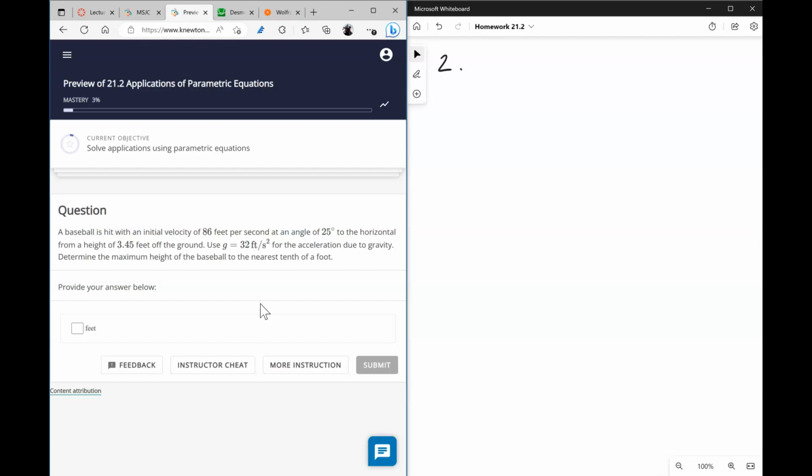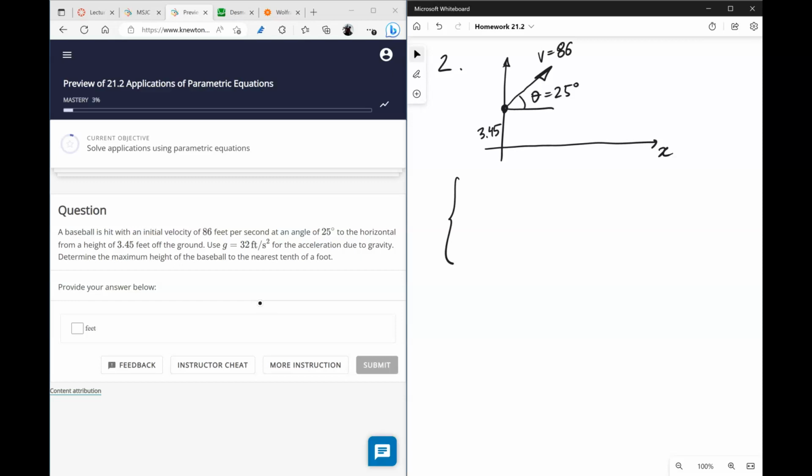Oh, there you go, the maximum height. That's another good question. We have a coordinate system. The ball starts here, goes this way. This is the initial velocity. V is equal to 86. The angle is equal to 25. And the initial height is 3.45. And g is 32 feet per second squared. And we're going to write again both of the parametric equations.